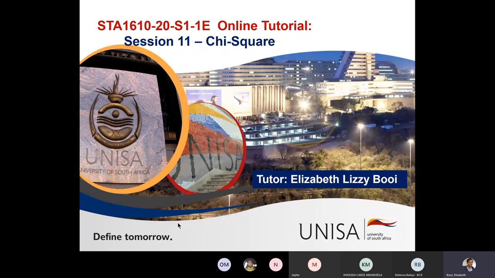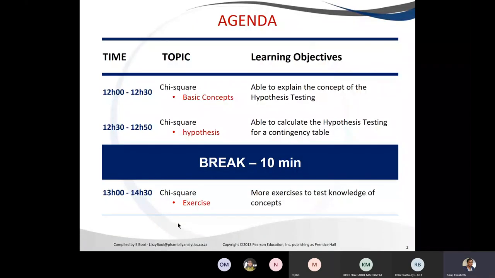Okay, with that said, let's look at what we're going to be covering today. Since we're going to do chi-square, we're going to do a little bit of the basic concepts in the beginning so that you get used to the terminologies we use, how we find the critical value, how we calculate the test statistic, and all that. Then we're going to do a hypothesis testing exercise where we dedicate 30 minutes, also following the same method that we applied previously with the basic concepts.